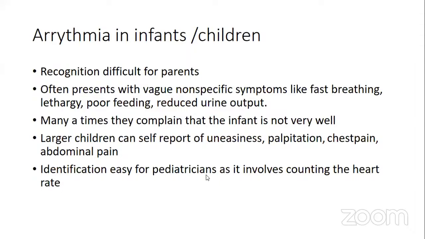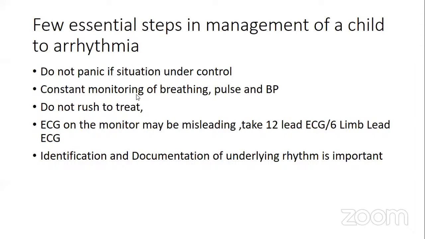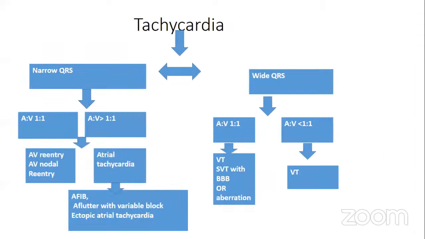There are a few essential steps in management of a child with arrhythmia. Do not panic if the situation is under control. Constant monitoring of breathing, pulse and blood pressure. Do not rush to treat. ECG on the monitor may be misleading. Take a 12-lead ECG or 6-lead limb lead ECG. Identification and documentation of the underlying rhythm is important.